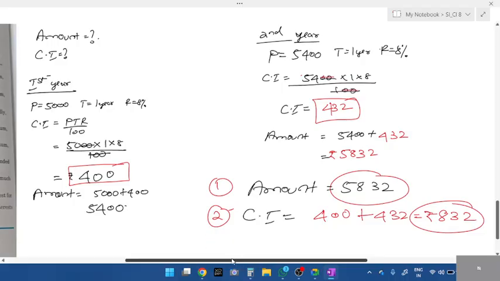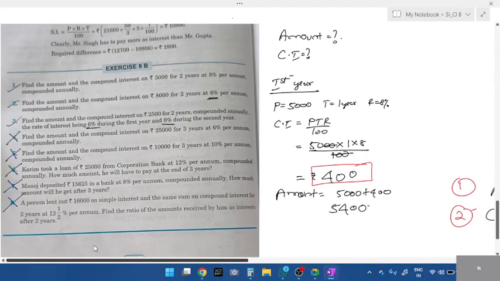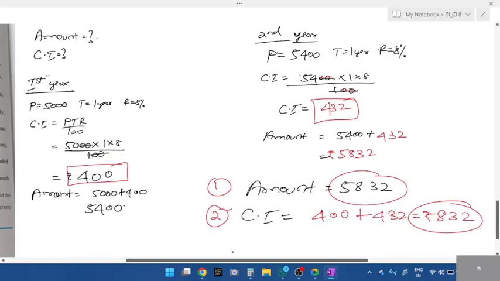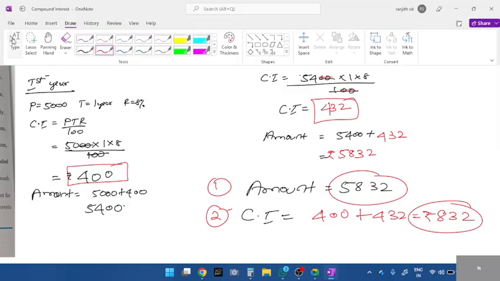Any doubts in this? No? Okay. Try the second one, students. If you have done, try the second one. Find the amount and compound interest. Principal is 8,000, 2 years, 6%. Try the second one. Third one, I'll teach.